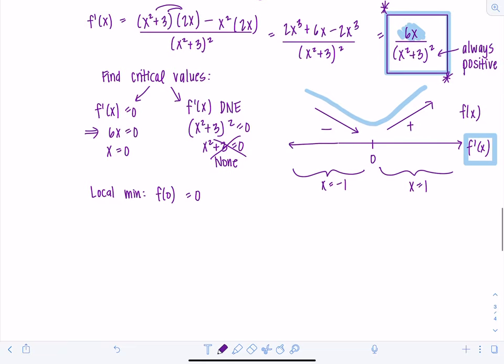Do I have a local max? No, in this case, I do not. So state it. That way it shows that you considered the case, not that you were careless.